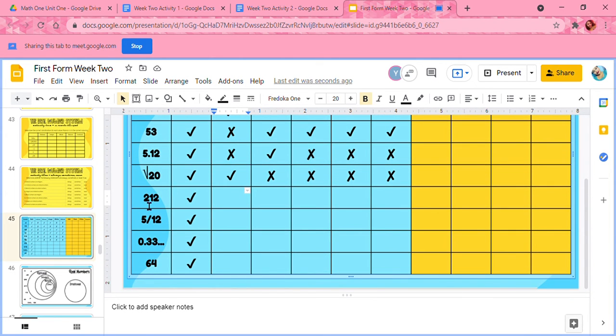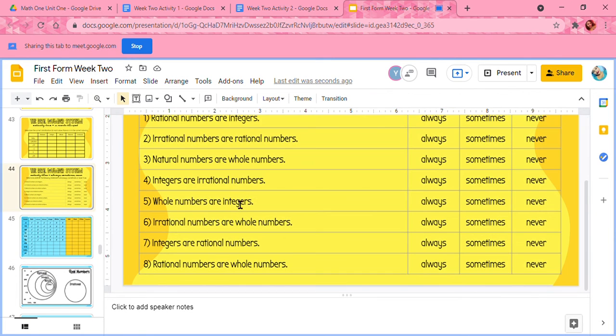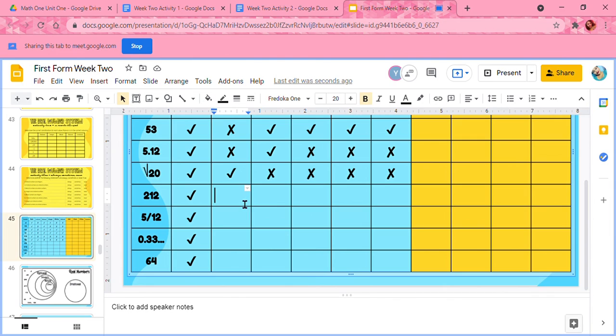Okay. 212. Is 212 irrational? No, miss. It is not. Very good. Is it rational? Yes, miss. Very good. Is it an integer? Yes, miss. Is it a whole number? Yes, miss. Is it a counting number? Yes, it is. Very good.